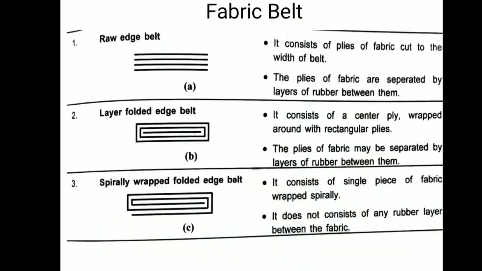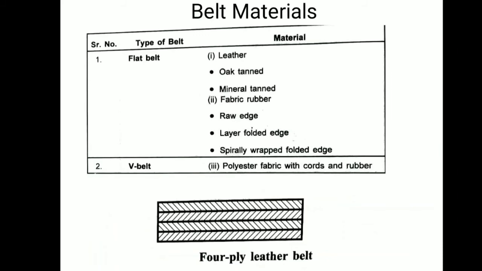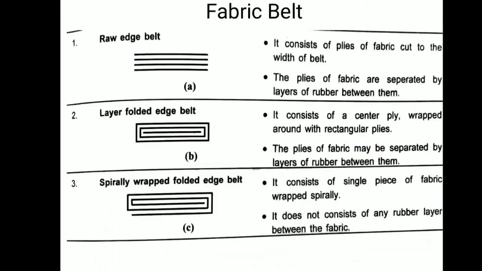Next material is a raw edge belt. So I told you this. I'll start from this raw edge fabric rubber for flat belt, raw layer spirally. So in the raw edge belt, what happened? Generally it consists of plies. Of course a number of layers should be there, cut with respect to the width of the belt. The plies of the fabric are separated by a layer of rubber between them. As I told you, the layer of rubber is between them, and then the various layers are on the top and bottom side of the rubber. This type. Clear?